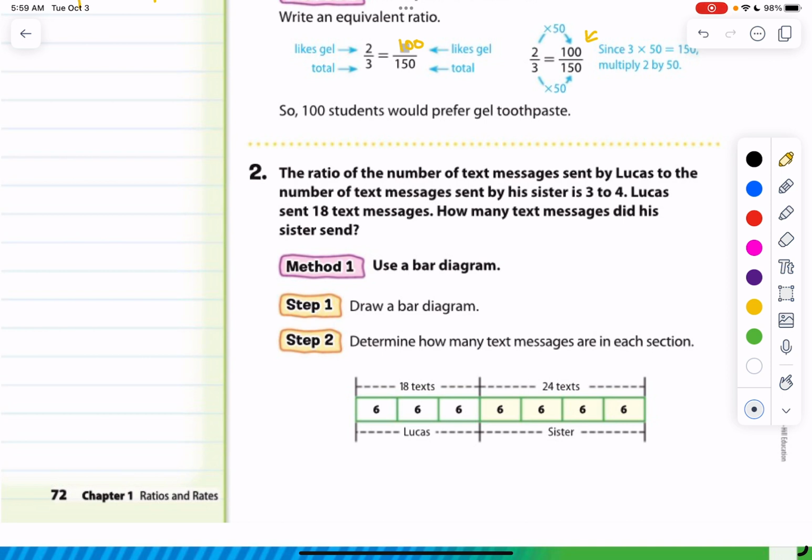Number 2, the ratio of the number of text messages sent by Lucas to the number of text messages sent by his sister. Lucas compared to his sister is 3 to 4. So that's a part, right? Part to part. Lucas sent 18 messages. We want to know how many his sister sent.